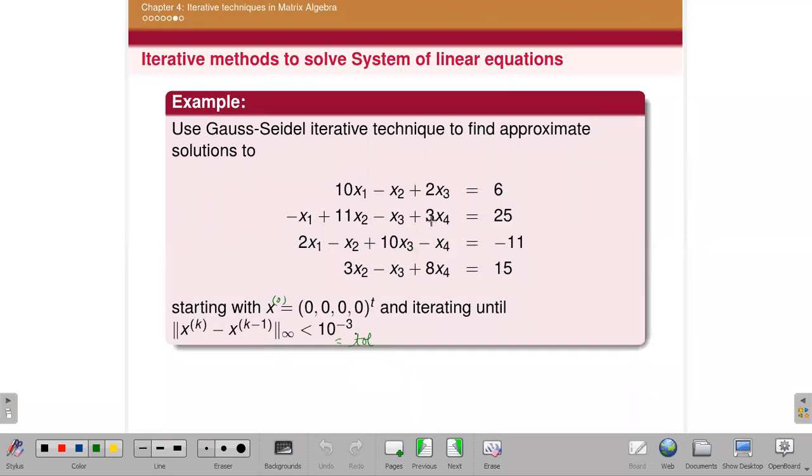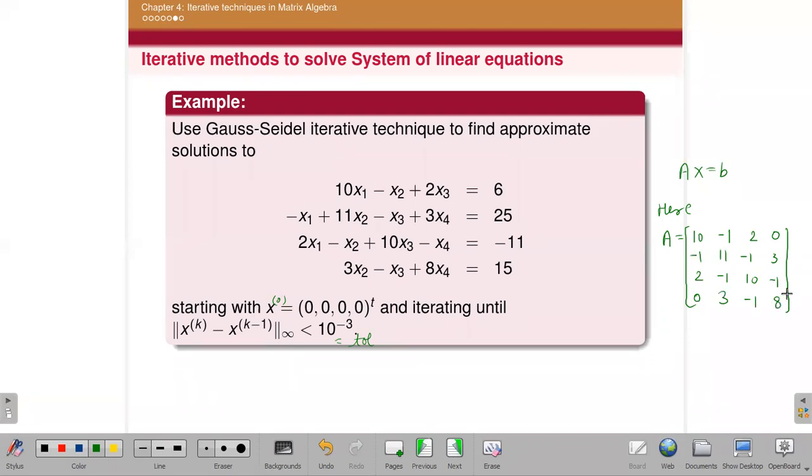So first of all, we write the system in the form Ax = b. Now here, what is A? This is a 4 cross 4 matrix actually: 10, minus 1, 2, 0. Here it is minus 1, 11, minus 1 and 3. 2, minus 1, 10, minus 1. 0, 3, minus 1, then 8.